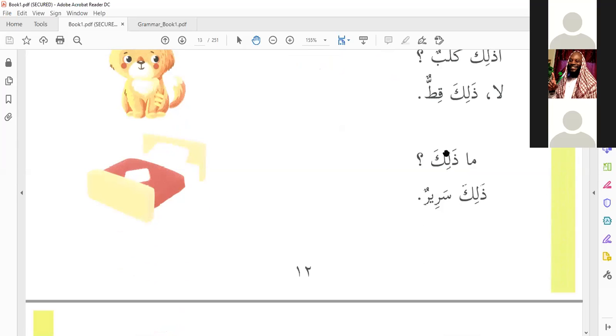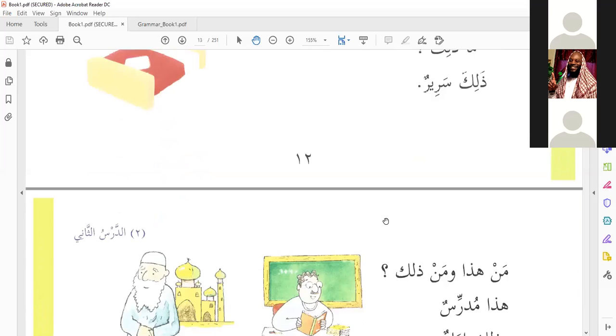What is that? So now we have, again, our open-ended question. We have no idea what that is. We really just want to know the name of this thing. And so we're going to use ma because it is an object, it's not a person. And we're going to ask about the identity of this thing. Ma dhalika. What is that? Dhalika sarirun. That is a bed.